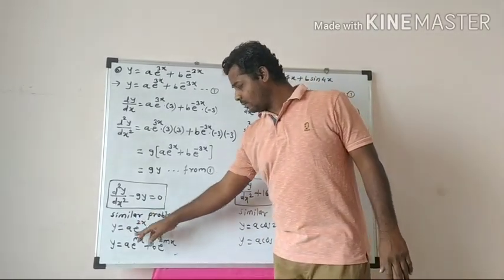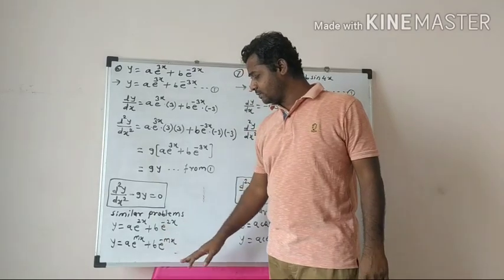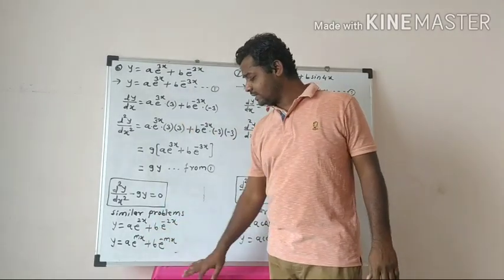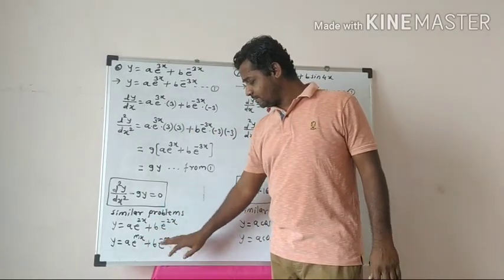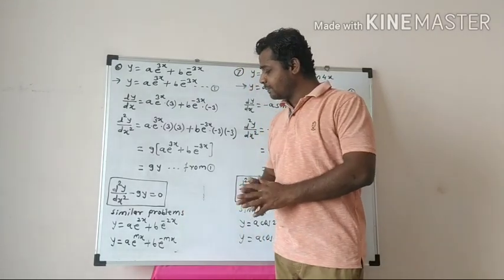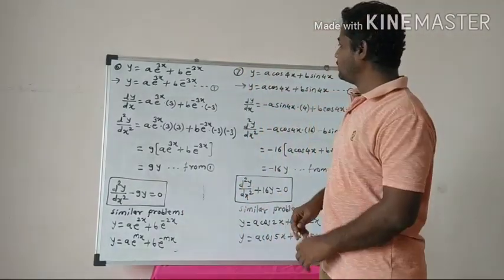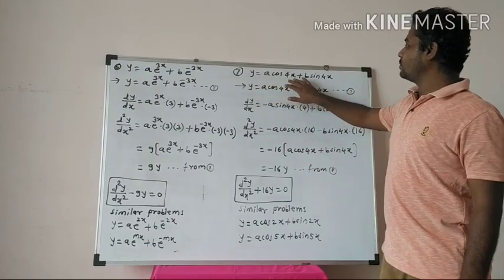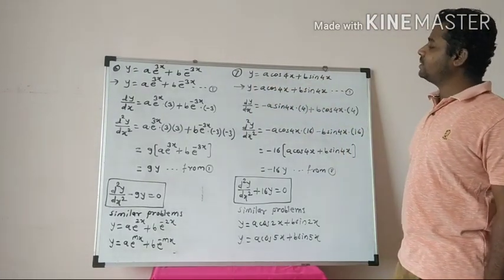Similarly, we can solve y equal to a e raised to 2x plus b e raised to minus 2x. Parallel example आहे, y is equal to a e raised to mx plus b e raised to minus mx. या प्रकारचे parallel questions आपण सोडू शकतो. Now we'll move to the last one. y equal to a cos 4x plus b into sin 4x.